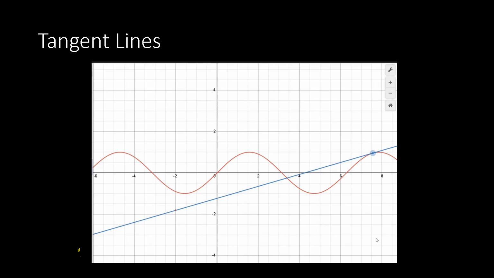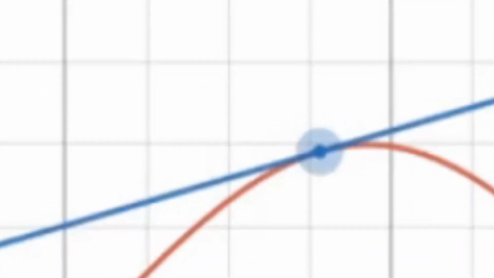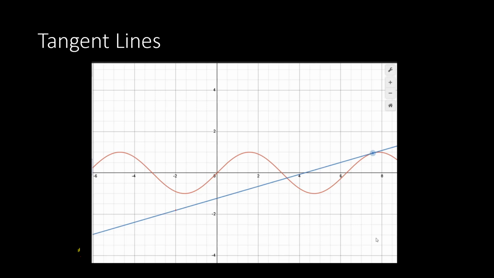The slope of this line is actually equal to the slope of sine of x. So of course, sine of x has a variable slope. Sometimes it's going up, sometimes it's going down. But if we zoom in, way in, we can find out that the derivative, or the slope, is actually going to be constant. This blue line is actually representing the slope of sine of x at a certain point. So let's move on to how we can actually calculate it.